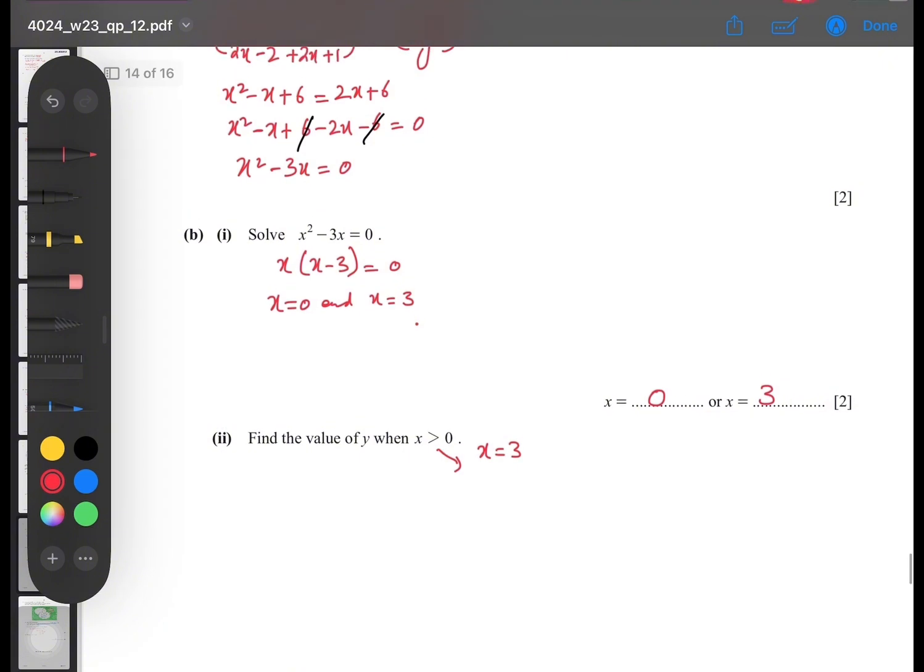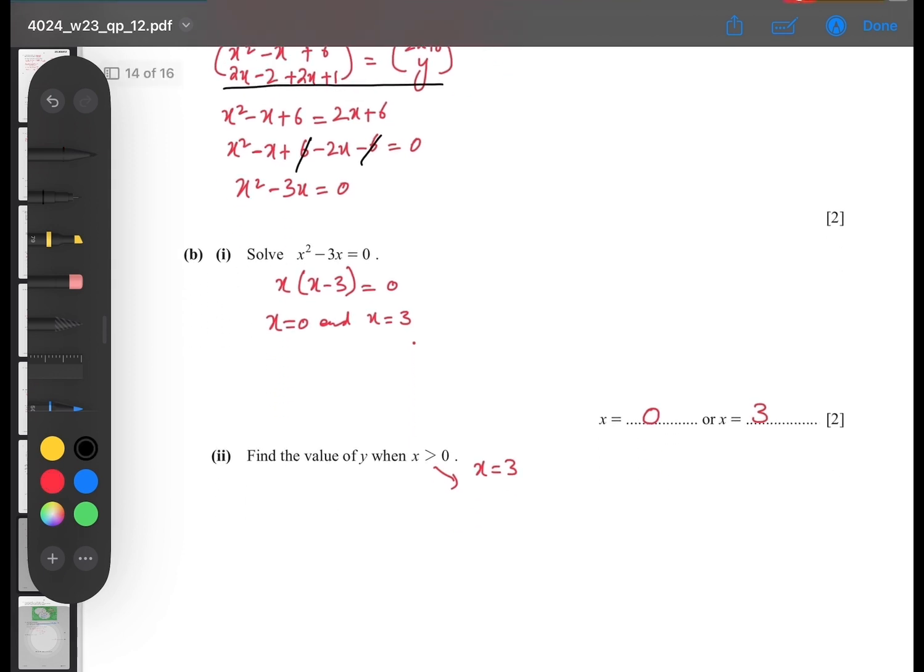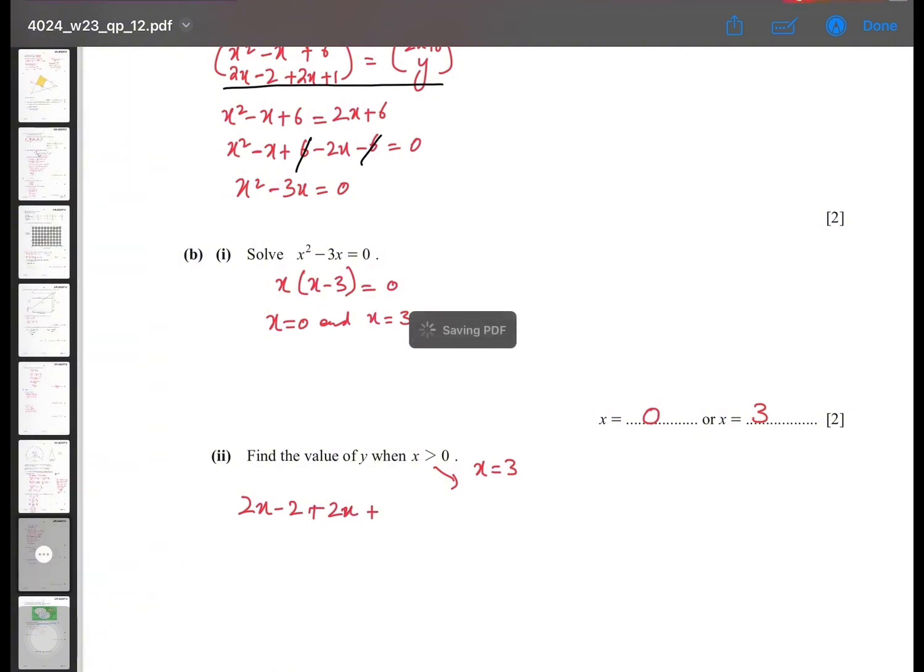So to find the value of y, we will consider the second entry of the matrix. So it will be 2x minus 2 plus 2x plus 1 is equal to y.